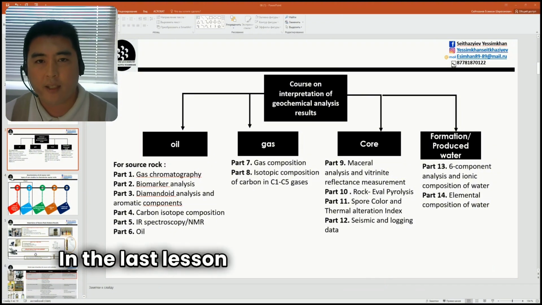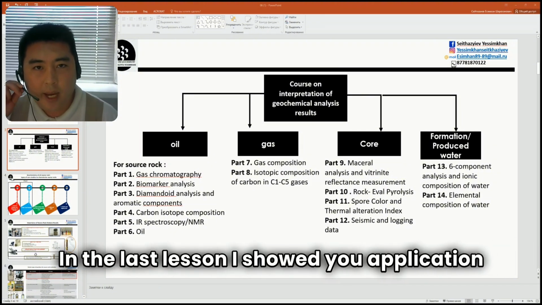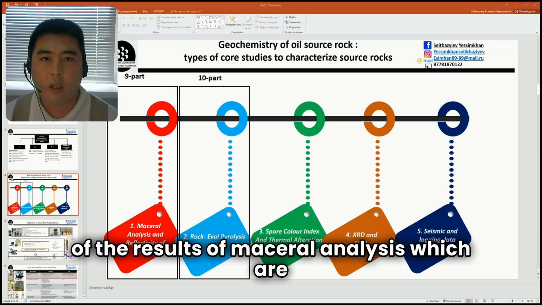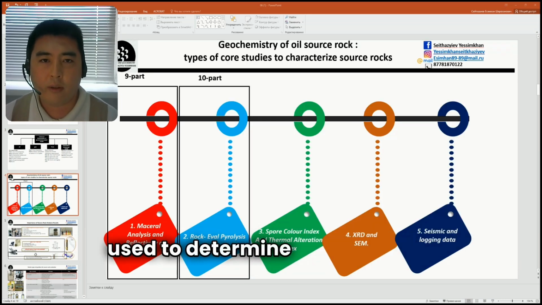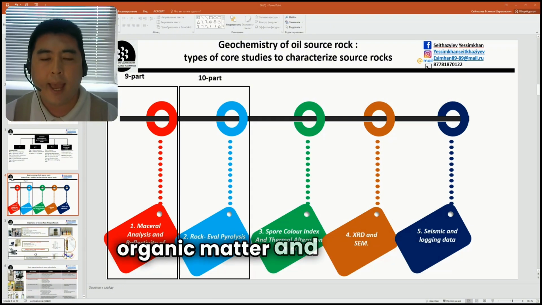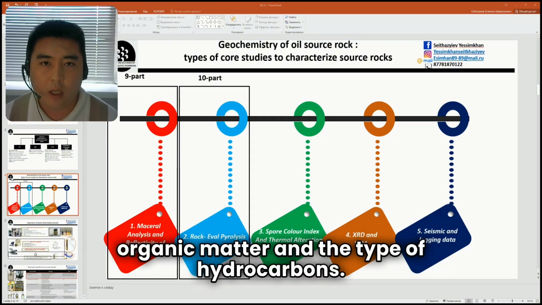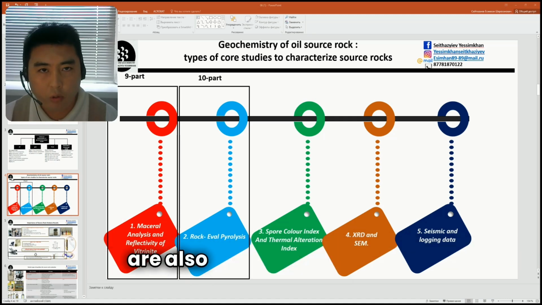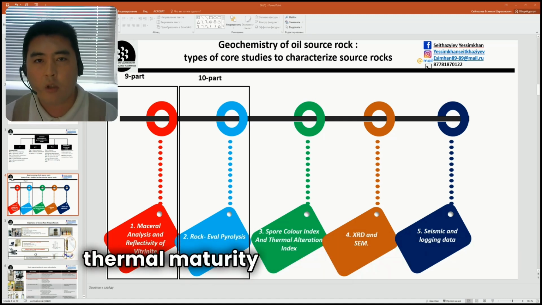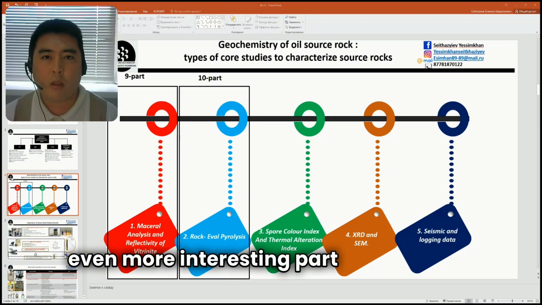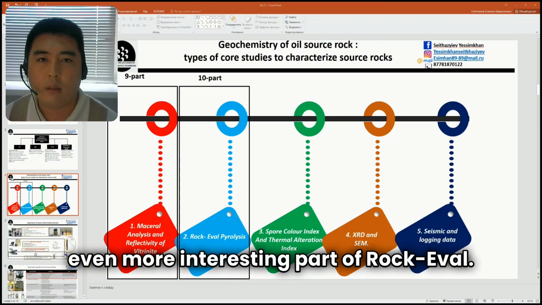In the last lesson, I showed you application of the results of material analysis, which are used to determine kerogen type, environmental condition of organic matter, and the type of hydrocarbons. Measurements of vitrinite reflectance in coal samples are also shown to assess the thermal maturity of the source rocks. Today I will show you an even more interesting part of Rock-Eval.